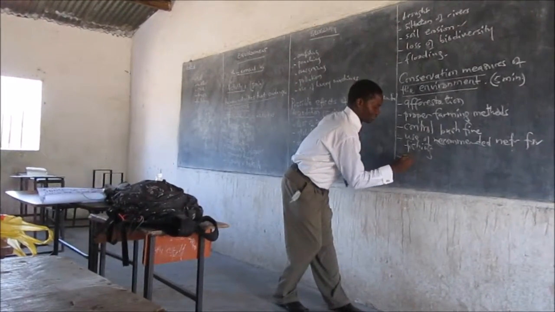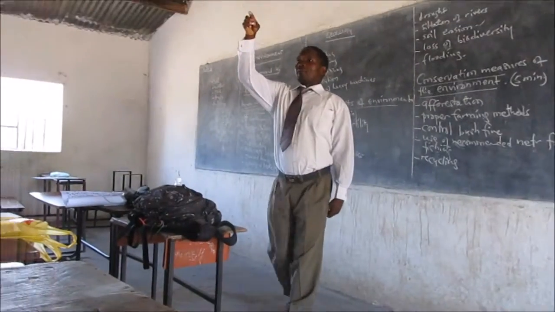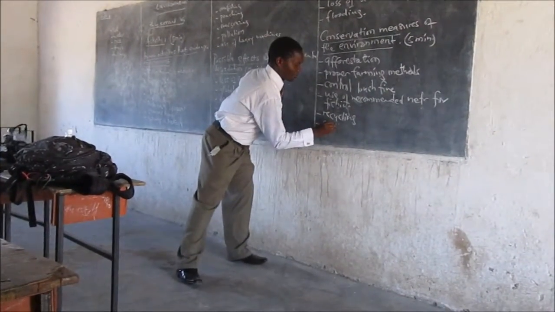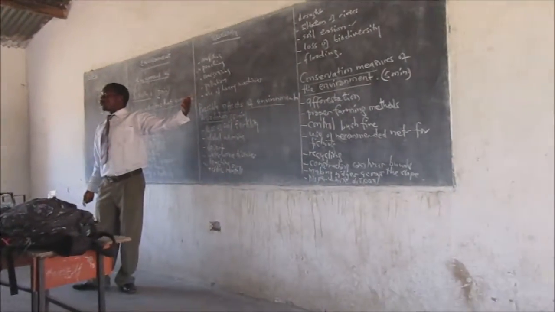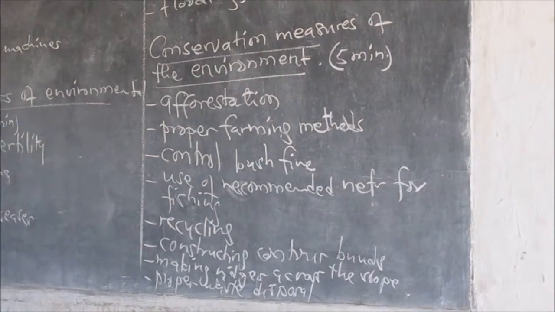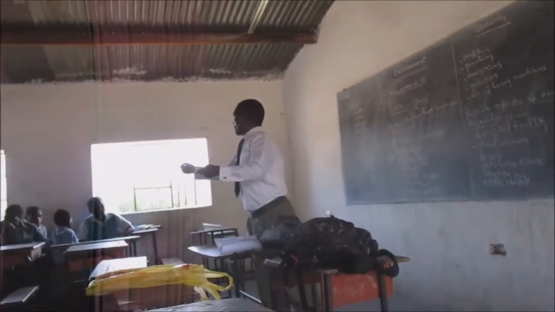Recycling. Constructing contour bands. Some consequences are the destruction of some water resources. That's what it means. And let's finalize here. We are here.